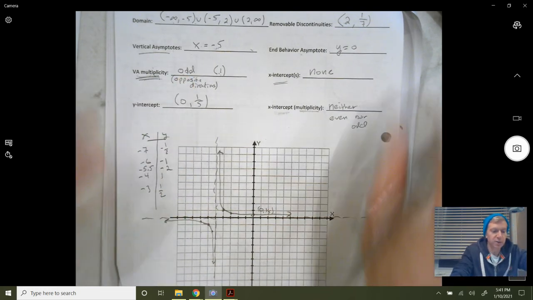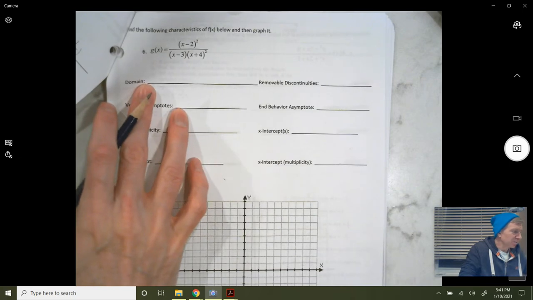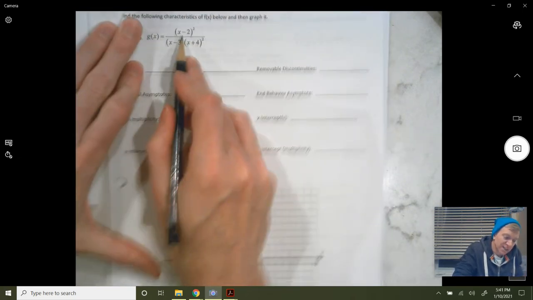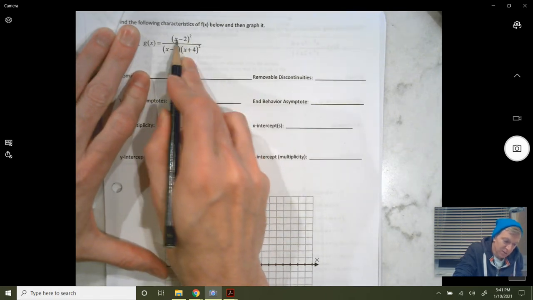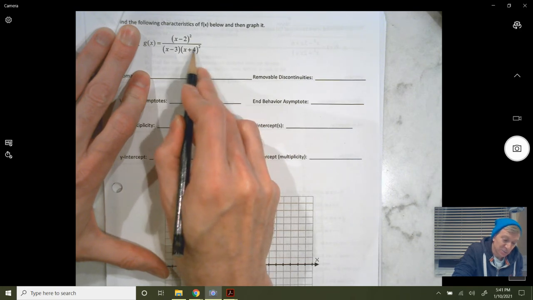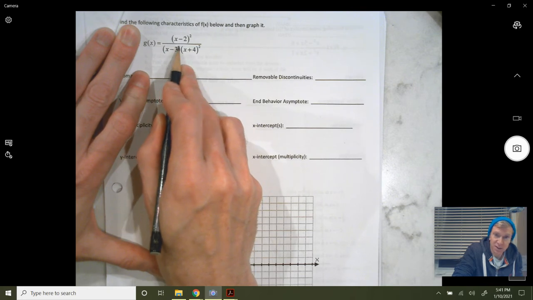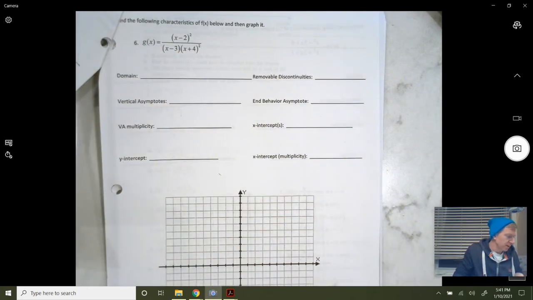Okay, I'm going to go to the next problem. Okay, so we've got this one. As you can see, there's some multiplicities that are different here. You've got an x minus 2 to the second. So this will tell you there's a multiplicity of 2. Here you've got x plus 4 to the second. That's a multiplicity of 2. The x minus 3 is to the first. That's a multiplicity of 1. Okay? Come back to that in a moment.